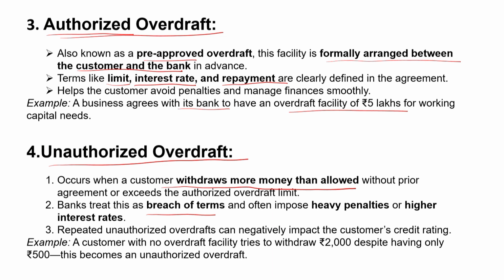So suppose there is a savings bank account holder or a current bank account holder in a bank, and they have no overdraft facility, and they try to withdraw 2000 rupees more despite having only 5000 rupees in their bank account. This case may become an unauthorized overdraft by the bank. So in such cases, heavy penalties are imposed for doing such kind of overdraft.